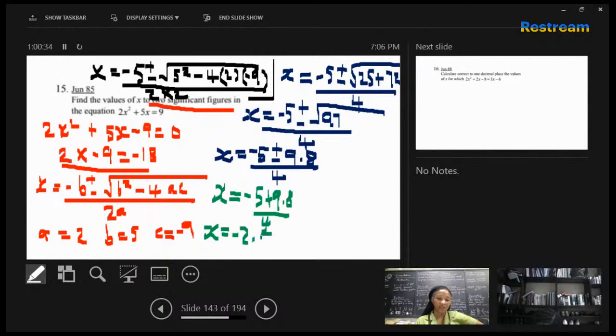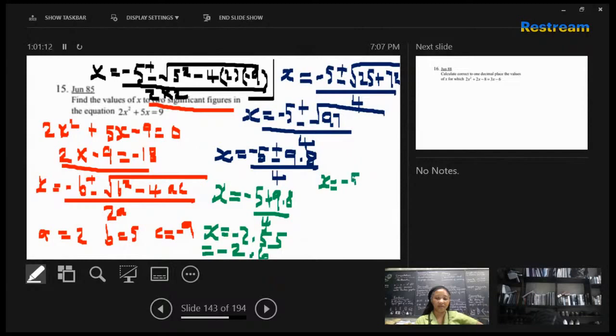And to two significant figures, what's that? So we need to round it to the 10th place, to two significant figures. Round that to the 10th place. So to the 10th, that would be 1.2. And for this part now, x is equal to negative 5 minus 9.8 over 4.